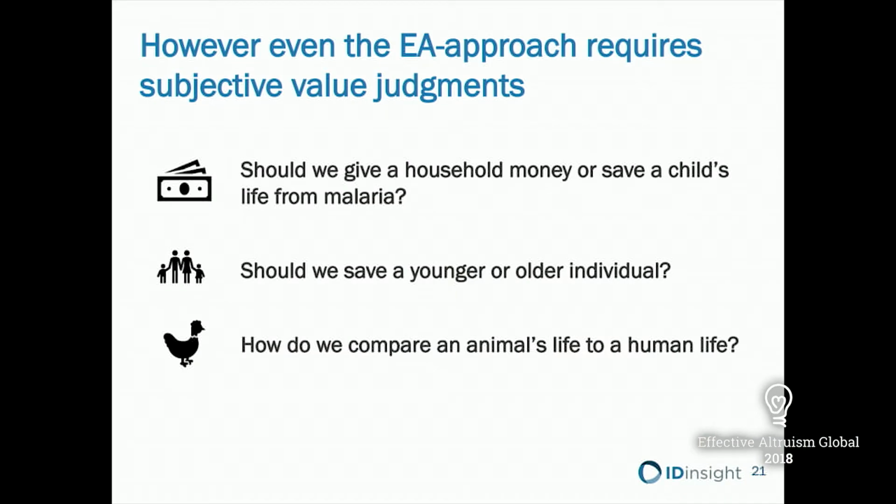So even if you identify that AMF is a great cost-effective charity, you're still faced with the subjective trade-off of, should we give a household a direct cash transfer or save a child's life? That's not something that can necessarily be answered clearly using empirical evidence. If we have a set number of resources, should we save younger children versus older adults? And then further afield, how do we compare an animal's life versus a human's life now, or a human's life now versus a human that might exist in the future? And so all of these involve moral weights and subjective value judgments.